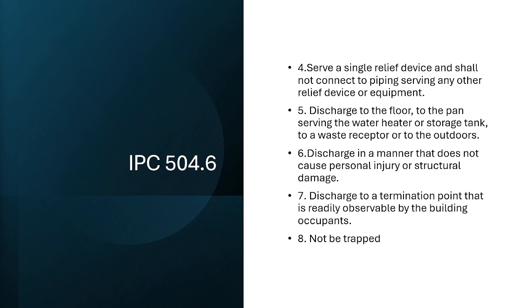Oftentimes in mobile homes, you'll see that they're just piped right through the floor, right into the crawl space. Mobile homes get away with a lot of things. A lot of them say, well, there's no foundation because there's no skirting, so they get away with it. But if there is a foundation, it does not meet that code. It's got to be piped to the outside. Point number 8, very simple. It cannot be trapped.